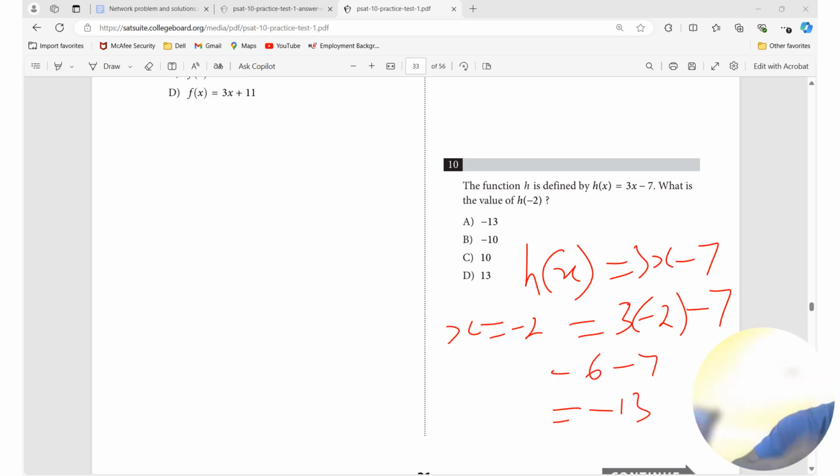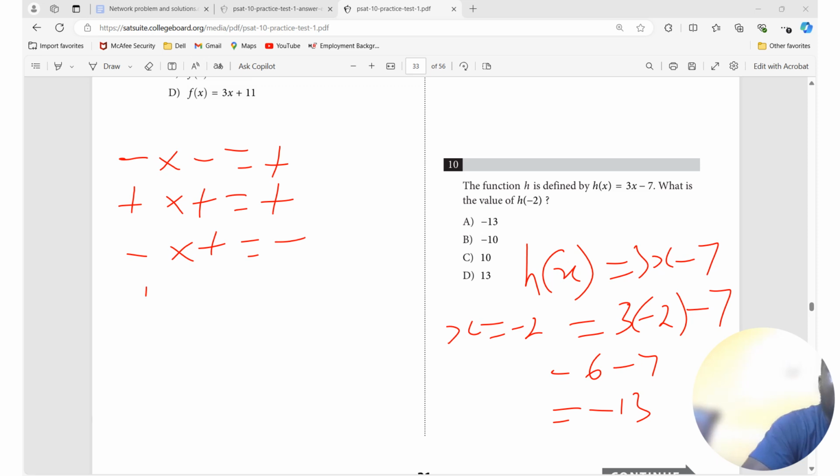All together we're going to have -13. Remember that in arithmetic, negative times negative is equal to positive, positive times positive is equal to positive, negative times positive is equal to negative, and positive times negative is equal to negative. All this is the same thing when you are dividing.